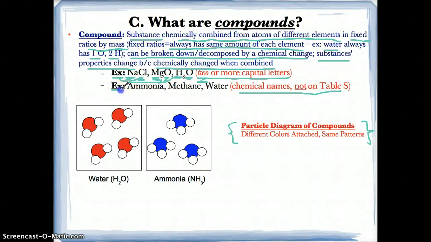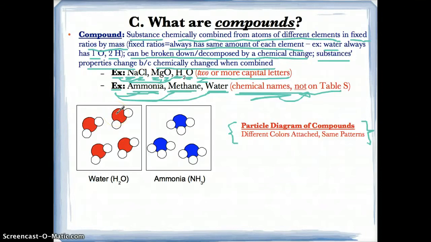The second way to tell whether something is a compound is based on its chemical name. Specifically, if its chemical name is not listed on Table S, then it is a compound. For example, ammonia, methane, and water, we know are compounds. How we know that is if you look up ammonia, nowhere is it on Table S. If you look up the chemical name methane, it's nowhere on Table S. And if you look up water, its chemical name is definitely not anywhere on Table S. Since these three chemical-sounding names are not listed on Table S, they're definitely compounds.